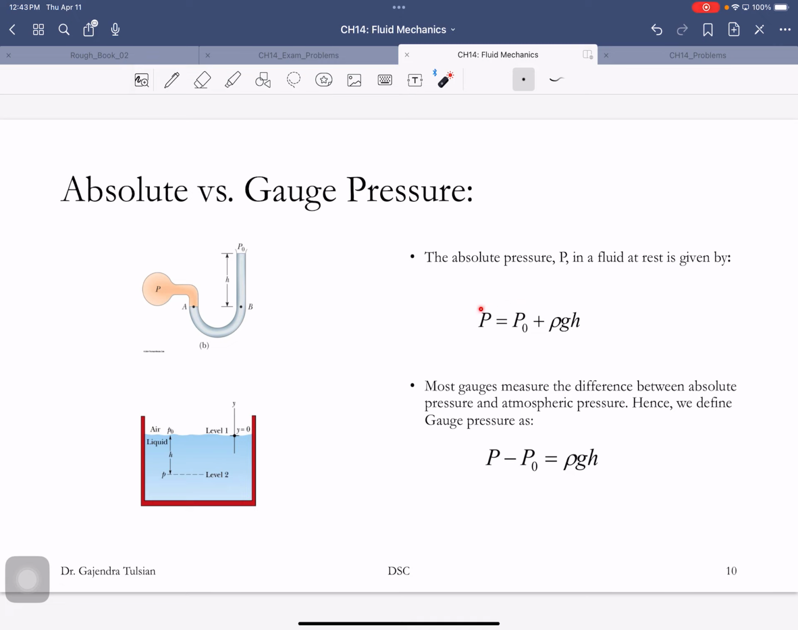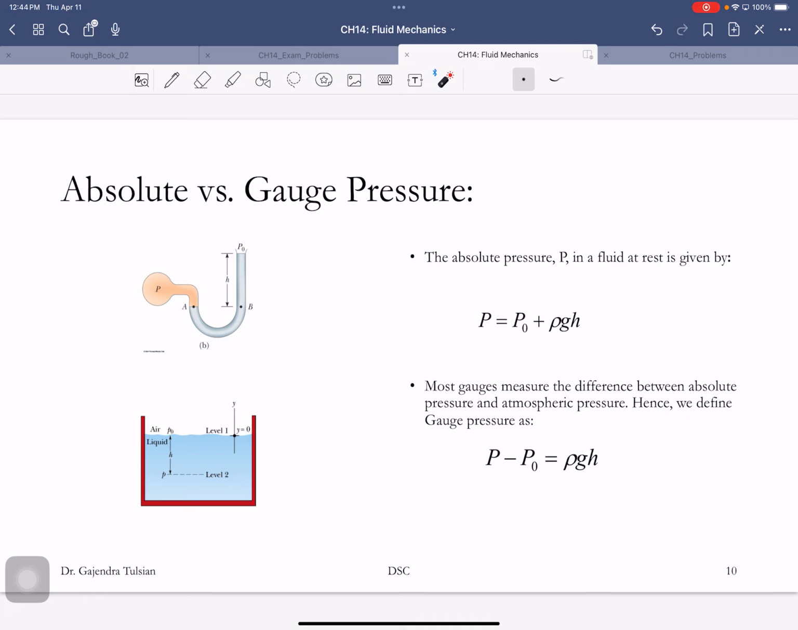So this is what is called absolute pressure. That's the actual pressure at the depth. Most gauges don't measure the absolute pressure. What they measure is the absolute pressure minus atmospheric pressure, and this quantity is called gauge pressure.